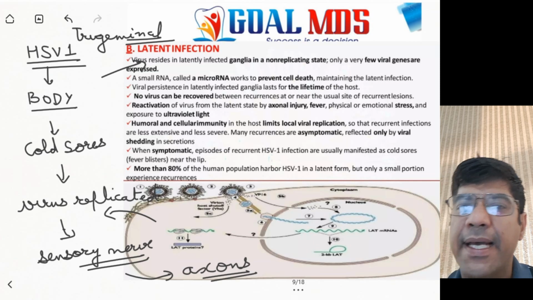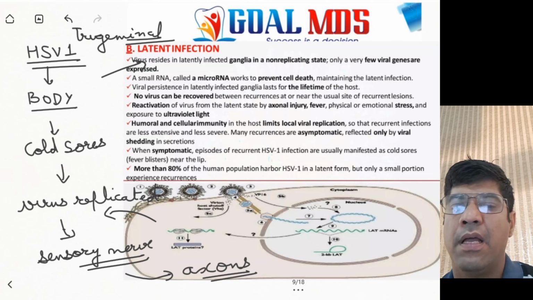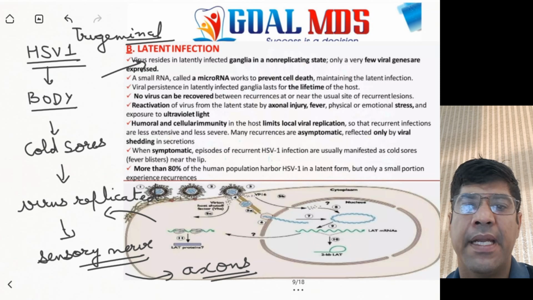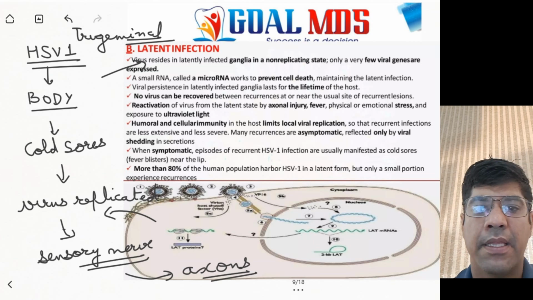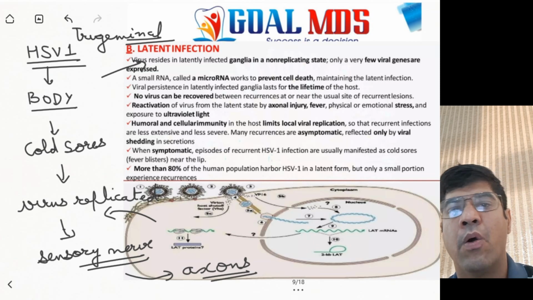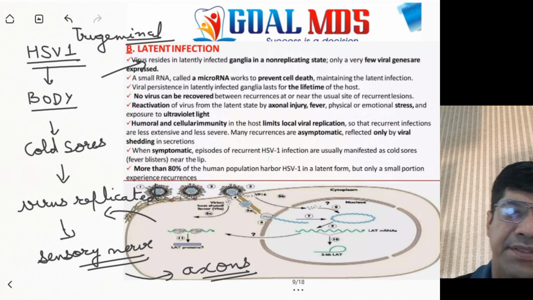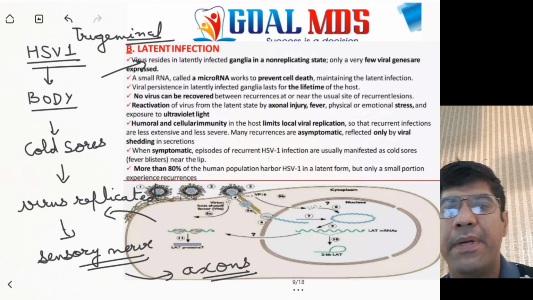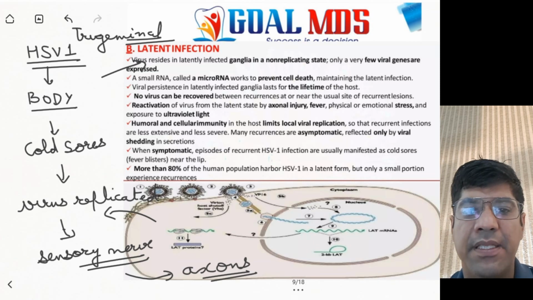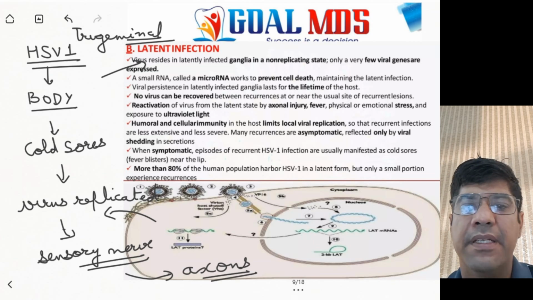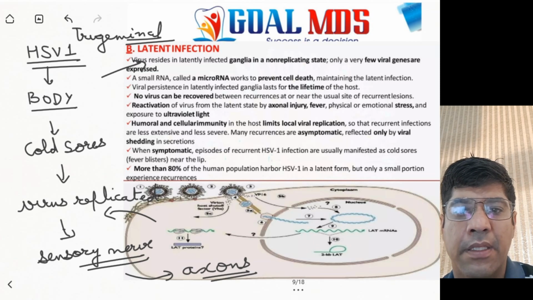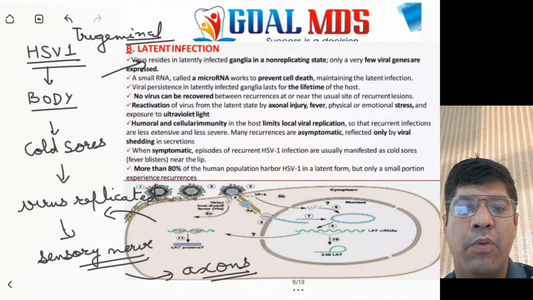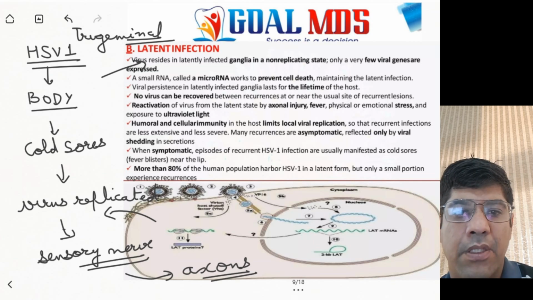So the recurrent HSV1 infection happens when the virus becomes active again. That can be triggered by things like getting older, sunlight, stress, being tired, extreme temperature, pregnancy, allergies, dental work, sickness, fever. So these are the reasons for the virus to get triggered.